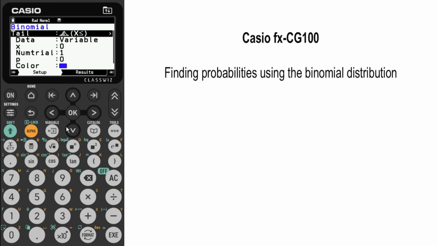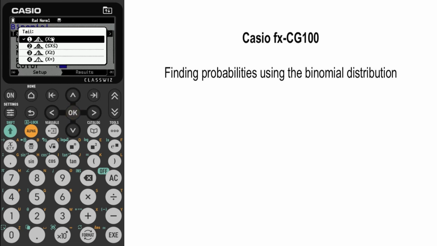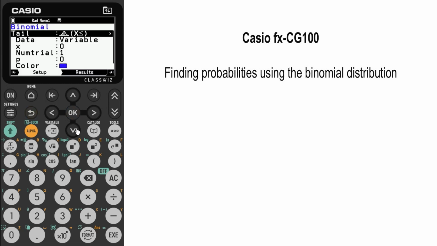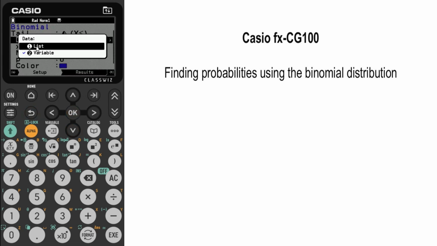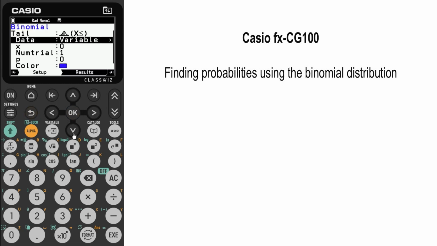We can select the type of tail we have, and there are 4 options as shown here. Where we have data, we can have variable statistics or use statistics from a list. We have X, num trial, and the probability. Where we have colour, this allows us to graph binomial distributions and select the colour of the graph.